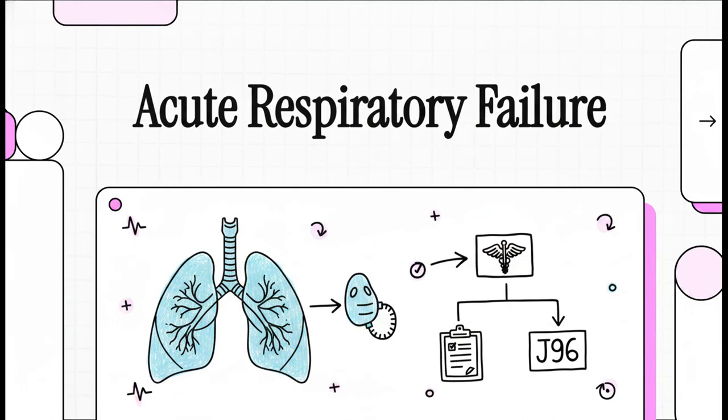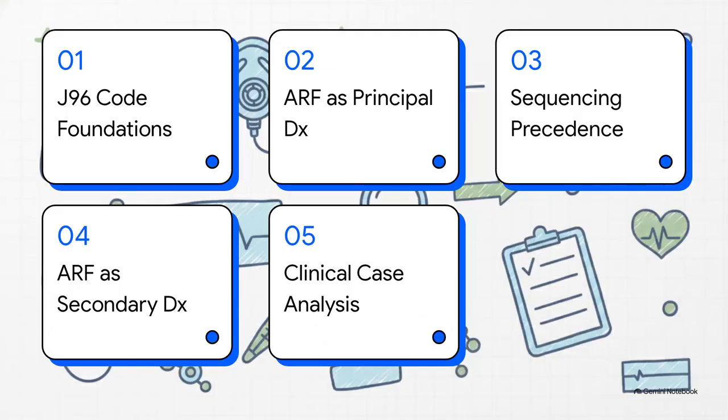Today, we are tackling a massive, absolutely critical area of medical coding and clinical documentation, and that is Category J96, respiratory failure. Whether you are a medical coder, a CDI specialist, or an inpatient billing auditor, you know that mastering this category is just essential for accurate reporting. We are going to build a really solid clinical foundation for acute respiratory failure, or ARF, and then we'll navigate the specific selection guidelines. Here is our quick roadmap for today.